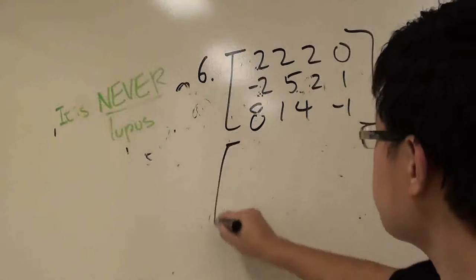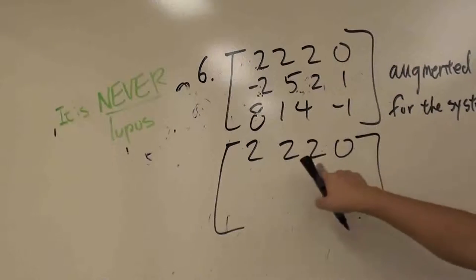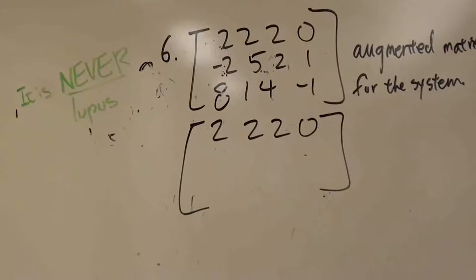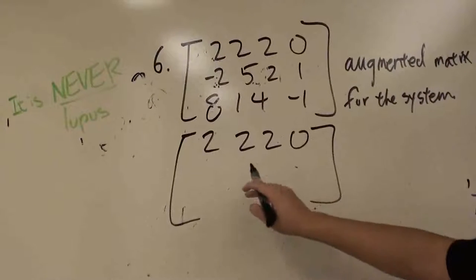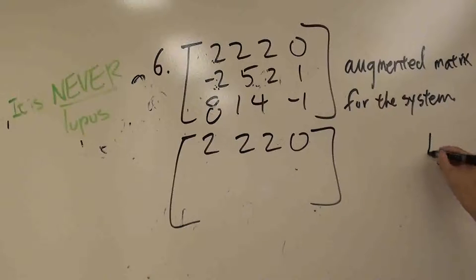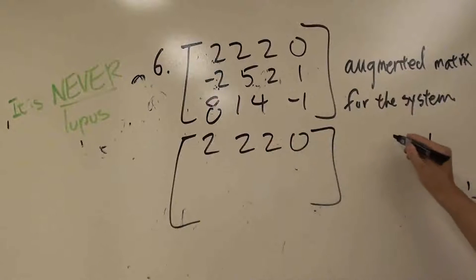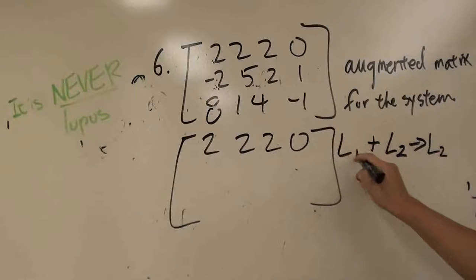So row 1, 2, 2, 2, 0, is going to stay the same. I'm going to define a new line 2 and line 3. It becomes so big, I wish I had a cameraman. But anyways, I'm going to define a new line 2. Remember, how do I get rid of negative 2? I can't touch line 1 because I'm using line 1 to manipulate things, so line 2 will become line 2 plus something. I have to add this with line 1.